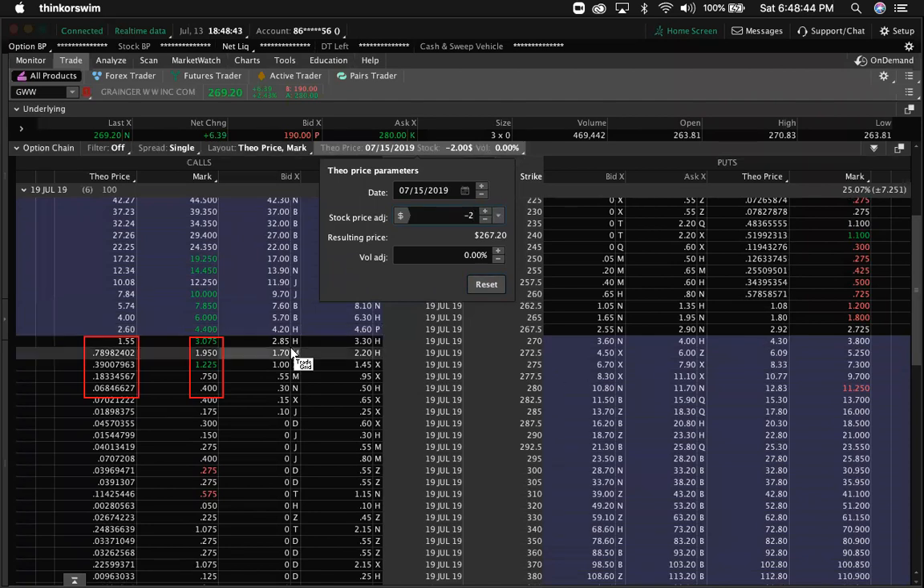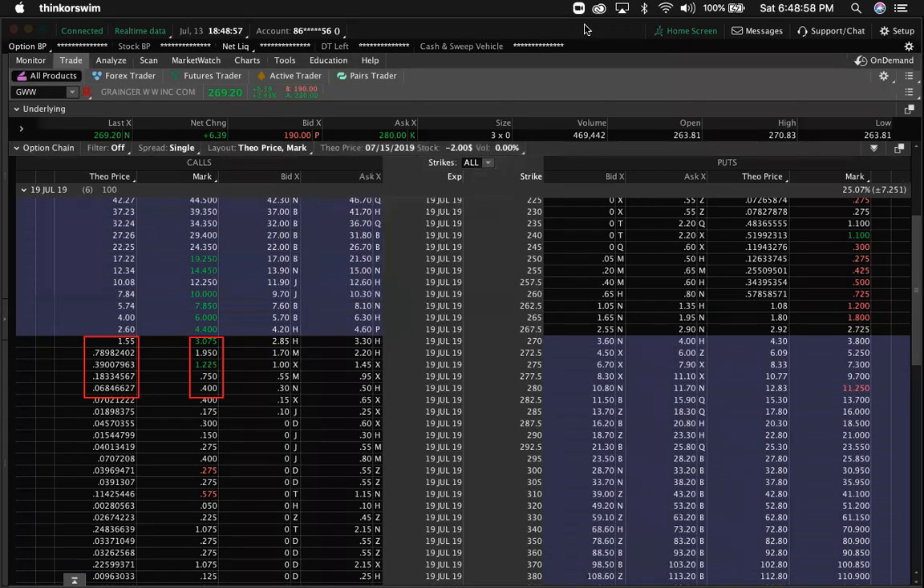So the 270s are going to be worth 155 with a $2 pullback Monday. The 272.50s are going to be worth 78 cents. The 275 is going to be 39 cents. So what I'm going to do is, I can't take a screenshot, so I'm going to write these numbers down here.